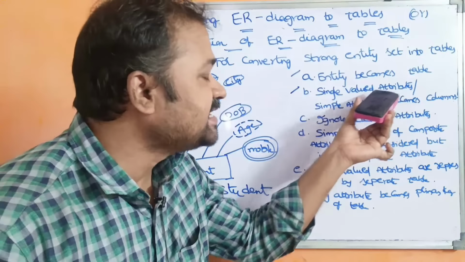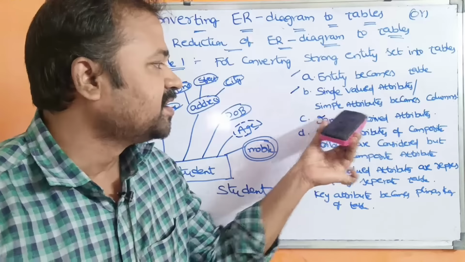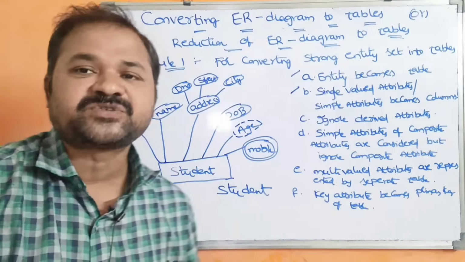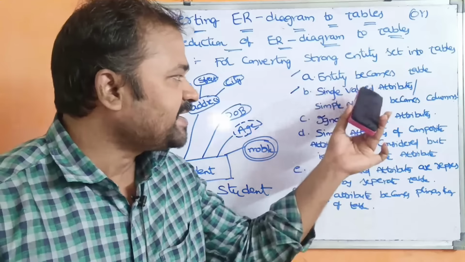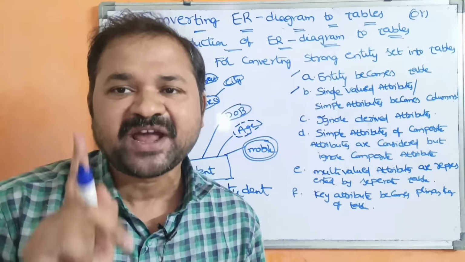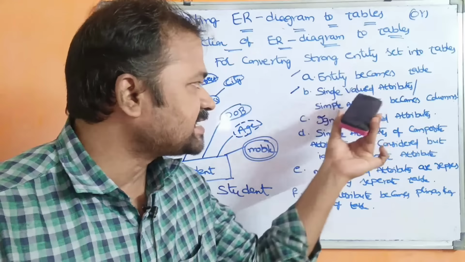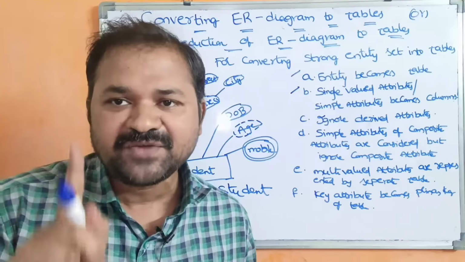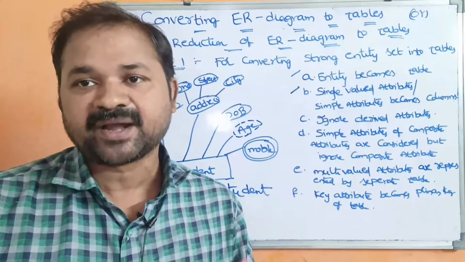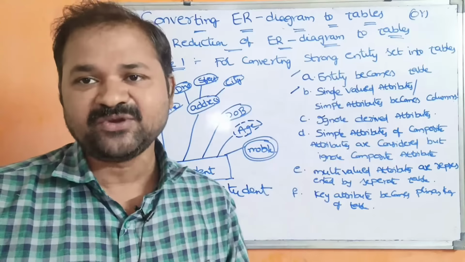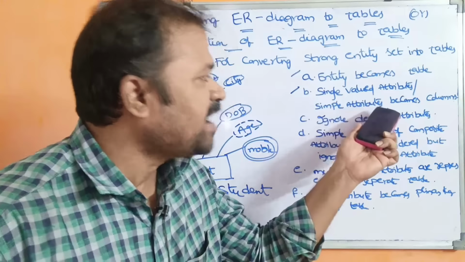Single valued attributes or simple attributes become column names of the table. We know what a single valued attribute is. If an attribute has only one value, then it is called a single valued attribute. Aadhaar number, a person can have only one Aadhaar number. PAN number, a person can have only one PAN number. So they are nothing but single valued attributes or simple attributes.